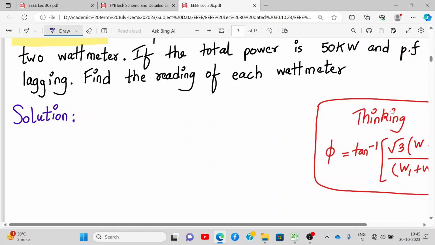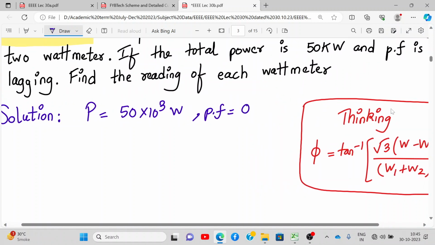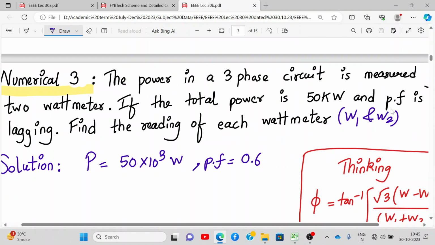So let's start. What is the total power given to you? 50 kilowatt. So 50 into 10 raised to 3 watts. What is the power factor given to you? 0.6. And we need to find the reading of each wattmeter. That means we need to find W1 and W2. Remember carefully, whenever the numerical statements are very less, 1 or 2 lines, those numericals are tougher numericals. Wherever the statements are big, a lot of information is given to you. Okay. So only this much is given, we need to find W1 and W2.